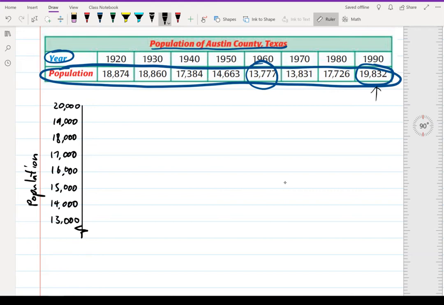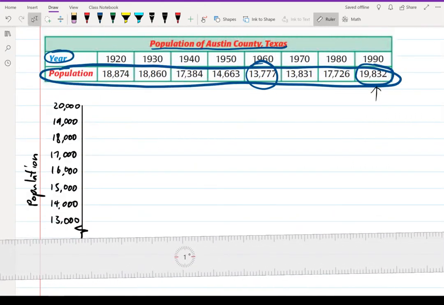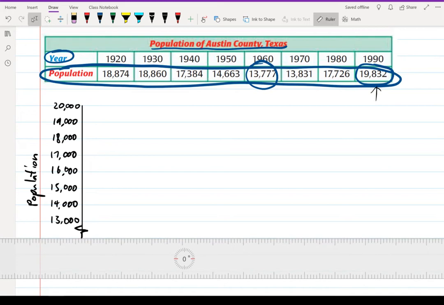Okay, population. Make sure you label correctly. And then let me take my ruler out again. And I'm going to draw my horizontal axis. This one will be the years. Okay, I have from 1920, 30, 40, 50, 60, 70, 80, and 1990.